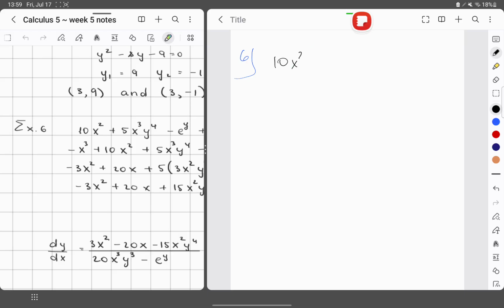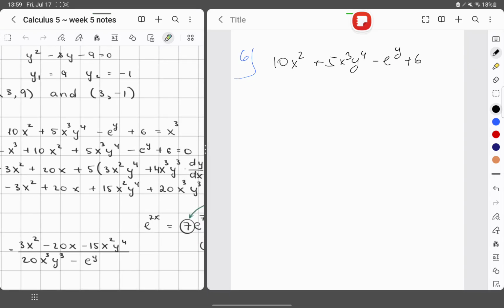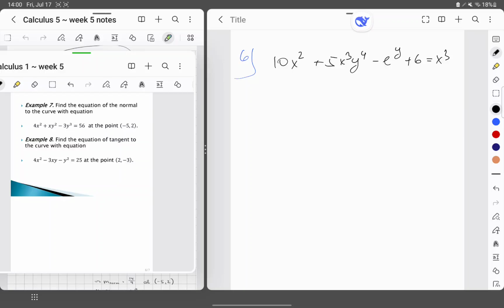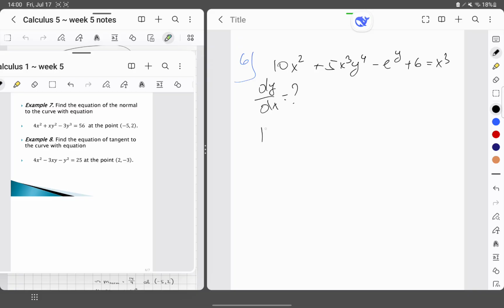plus 5x cubed y to the power 4, e to the power of y, plus 6 will be x cubed. Alright, we need to find dy over dx here again. dy over dx. So 10x squared will be 20x plus 5 times 3x squared y to the power 4, plus x cubed times 4y cubed times dy over dx.